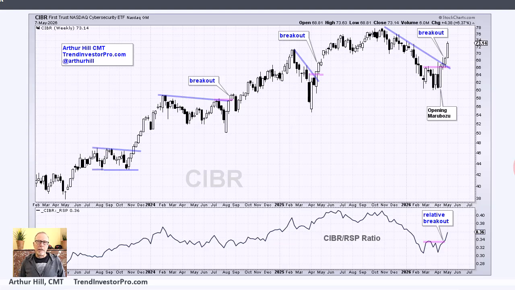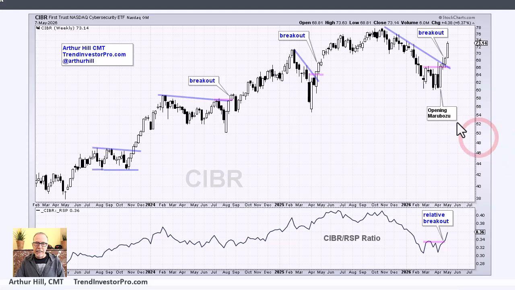So we all know that semiconductors are surging to new highs with a massive move in SMH and SOXX, and the AI ETFs are surging, AIQ and ARTY. But it's not just the AI complex that's moving higher. We also have breakouts and big moves in cybersecurity and cloud computing.